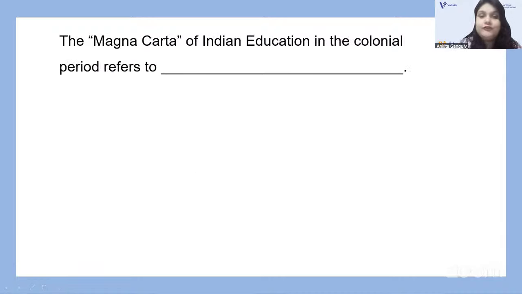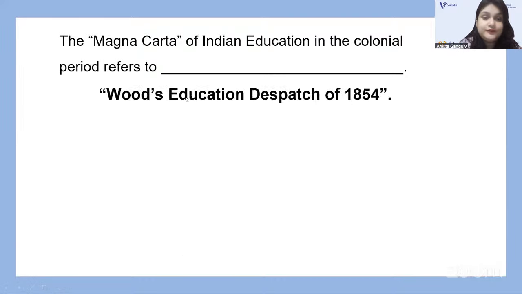The Magna Carta of Indian education in the colonial period refers to dash. What is the Magna Carta of English education? Wood's Dispatch of 1854. Wood's Education Dispatch of 1854 is known as the Magna Carta of Indian education.